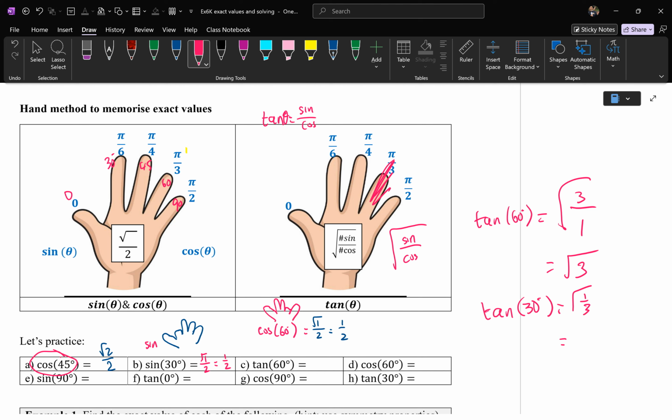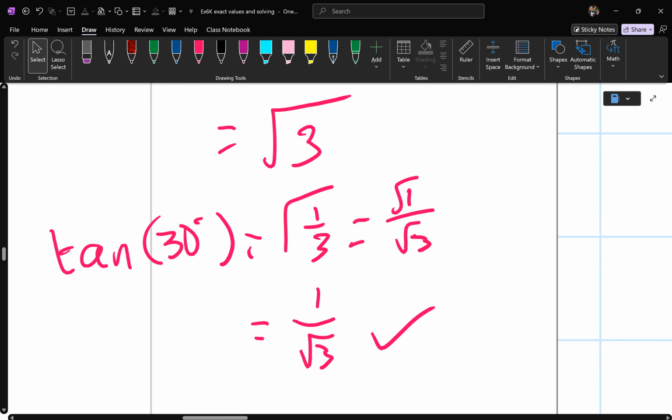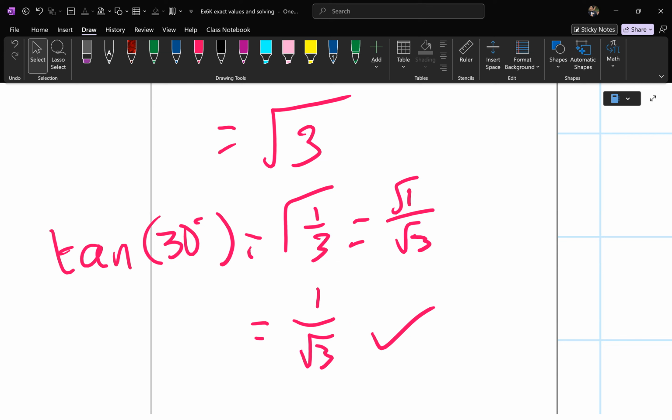Now, out of those 2, there is a number that you can square root. 1. What's root of 1? Okay? So you can split it up by doing root of 1 over root of 3. Root of 1 is 1. So you can see what I did there. Sine fingers divided by cos, but when you square root, you can square root the top and you can square root the bottom individually. Root of 3 we don't know, but root of 1 we do know. That's why it's 1 on root 3.